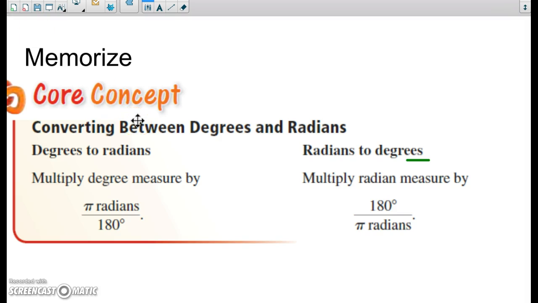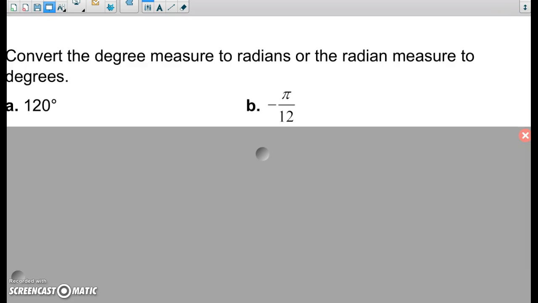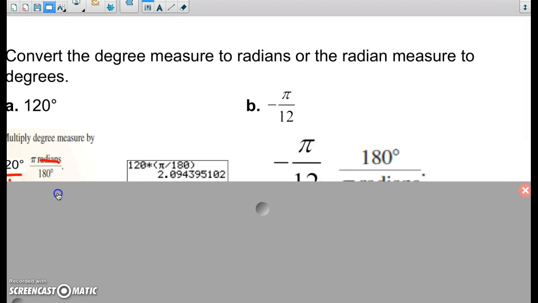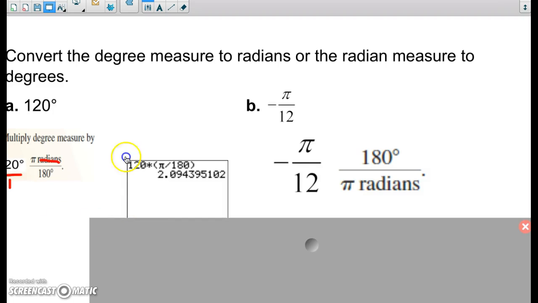So you want to memorize these formulas here. Anytime I ask you to convert degrees to radians, you're going to multiply by pi over 180. If I ask you to convert from radians to degrees, you're going to multiply by 180 over pi. Let's take an example. Okay, we're going to convert 120 degrees to radians. So what do you want to do here? You want to take the 120 and multiply it by pi over 180.